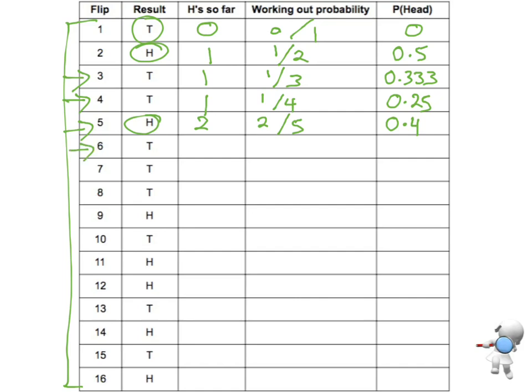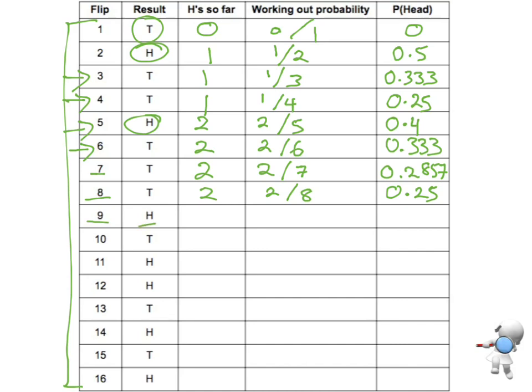Okay, number 6. I've got a tail, so I haven't got any more heads. I've only got 2 so far, and that's a chance of 2 out of the 6 tosses I've done now, which is the same as 1/3, so that's a probability of 0.333. Number 7, I get a tail, still only 2 heads, 2 out of the 7 ones that I've done, which is a probability of 0.2857. Then number 8 is another tail, so I've still only got 2 heads, and now the chance of that is 2 out of the 8 coin tosses that I've done. So 2 out of 8 is the same as a quarter, which is 0.25.